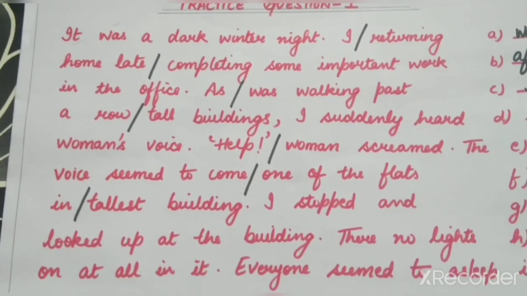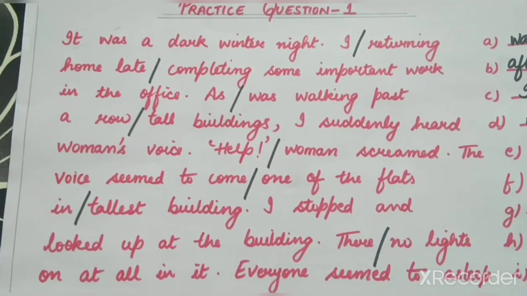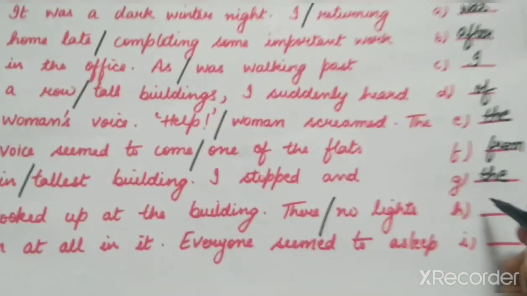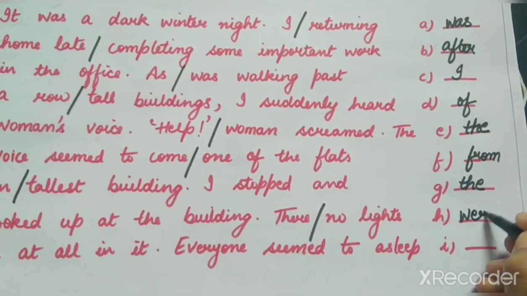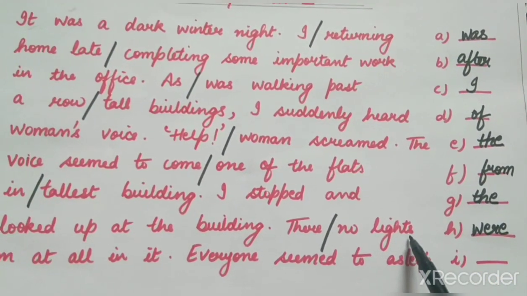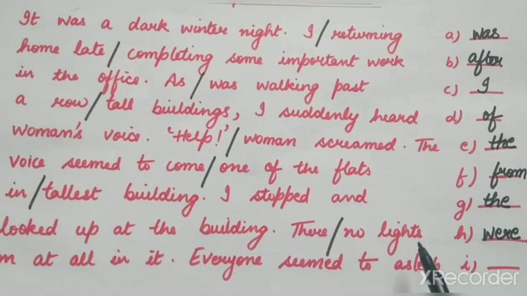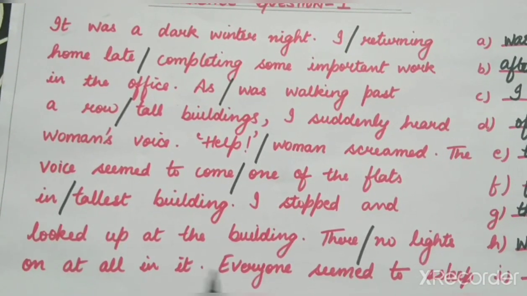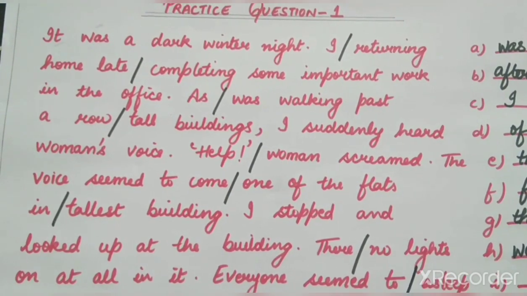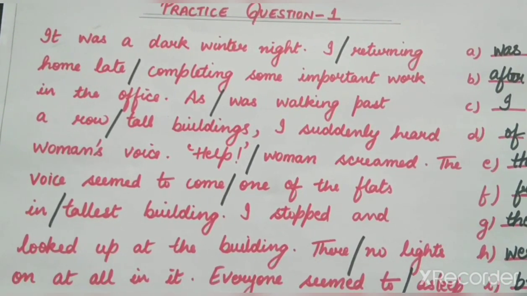There no lights. Here no verb is used. Since the whole paragraph is in past tense, we will use were. There were. Why have we used were? Because we are talking about lights, and lights is plural. There were no lights on at all in it. Everyone seemed to be asleep.